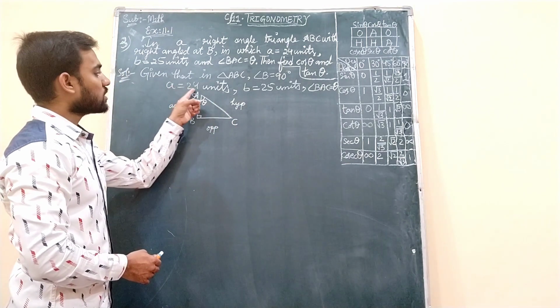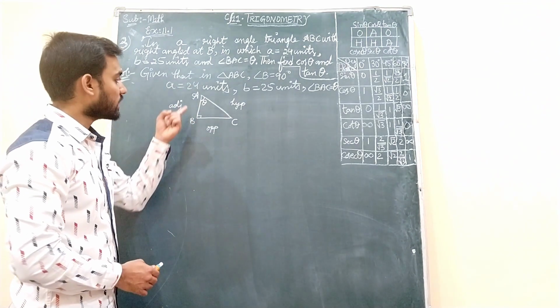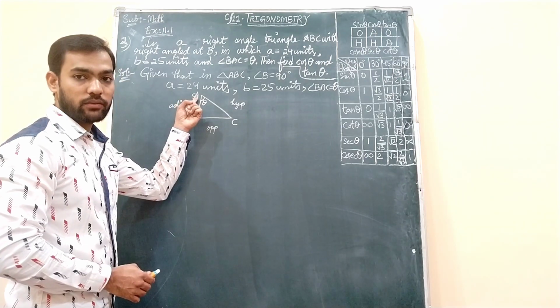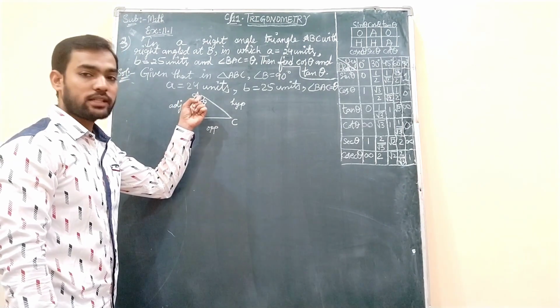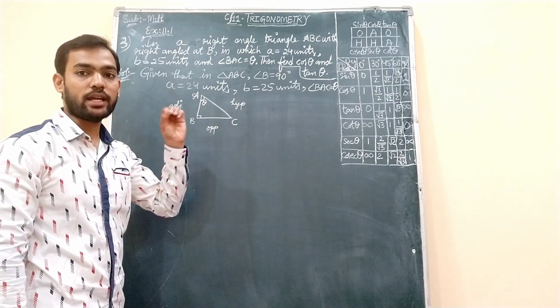Now small a is 24 units. So a means which side? See, students will think A means this. This is capital A, which indicates the vertex of the triangle, the corner of the triangle, whereas this small a is nothing but one side of the triangle.